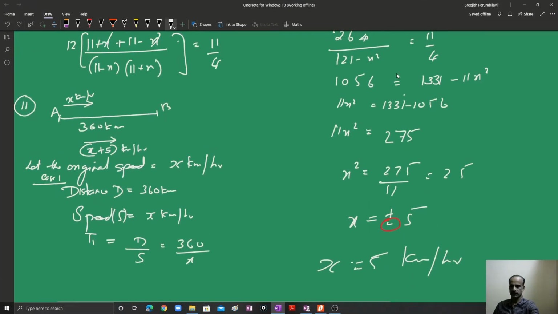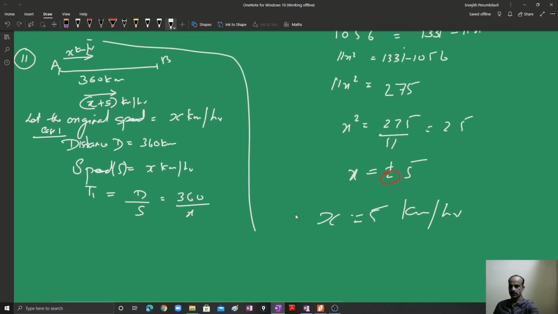This is the remaining part of that previous question, so we'll take this part. Second case, case 2. It's not necessary that you write case 1 and case 2. In case 2, does the distance change? No, the distance is one and the same. Distance is again 360 kilometers. And what about the speed? Yes, speed of course has changed. It increased by 5 kilometers more.